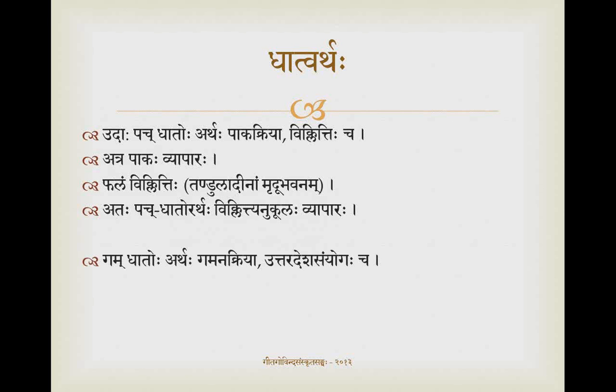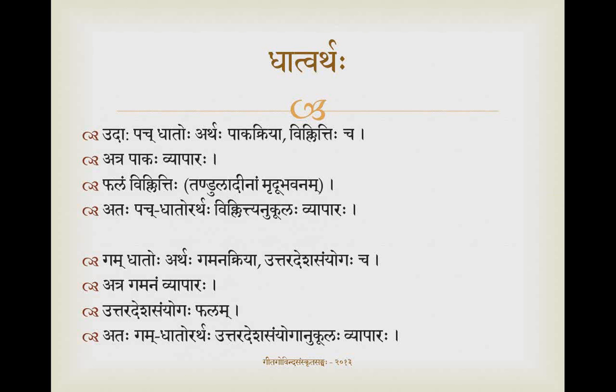Again, you have gamadhatu, gachati. Gamana kriya, uttaradesha samyoga. The action of moving, whether by walking or vehicle or whatever, is the action. And what is achieved by the action? Uttaradesha samyogah: you reach a different place. You walk two steps, whether it is somewhere here or a different village or a different nation, there is some uttaradesha you are associated with. You leave the place where you started and reach something else. That is when it is called gamana. So gamana is the vyapara, the action of movement, and uttaradesha samyogah is the phala, the fruit of that action. So gamadhatoh kah arthah? Uttaradesha samyoganukulah vyaparah, an action which brings about association with a different place. That is what is conveyed by gamadhatu.